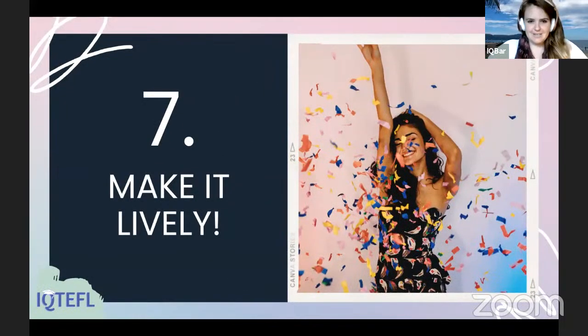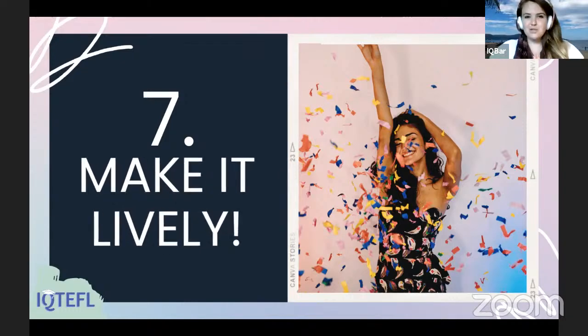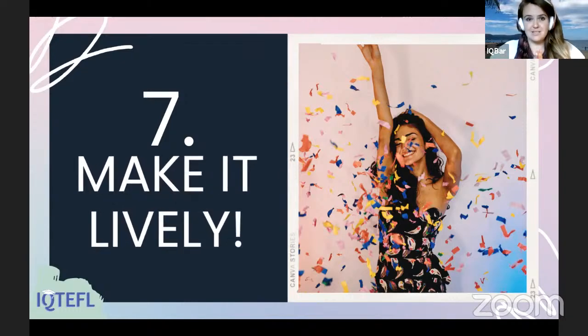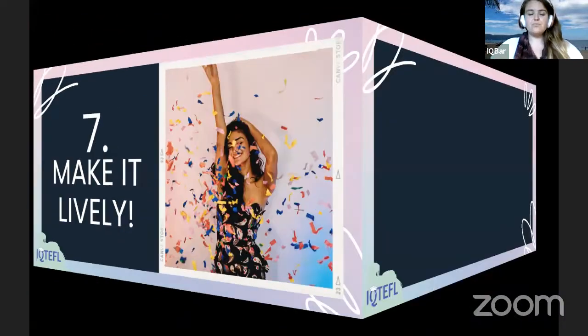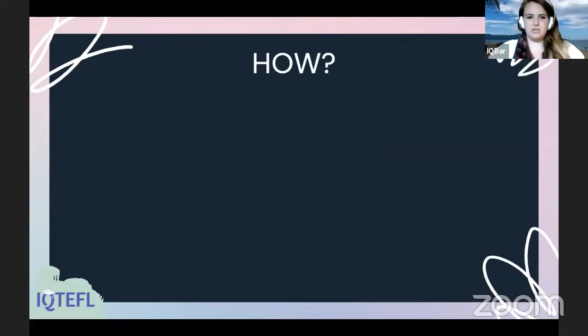So that brings us to our last point, point 7, making it lively. And as I said in the beginning, it's important to do this really throughout your lessons, to plan ways to bring fun into your lessons, because teaching grammar can be really boring at the end of the day. So how can we do this?